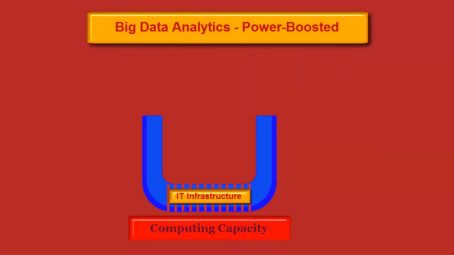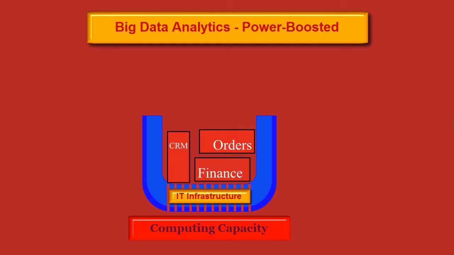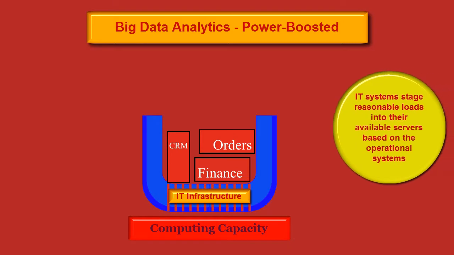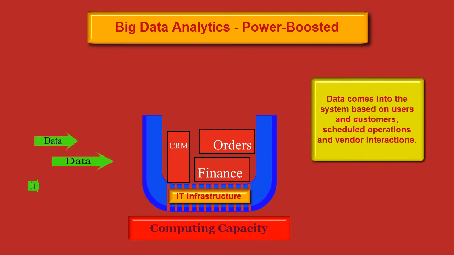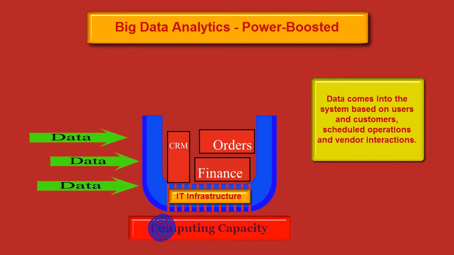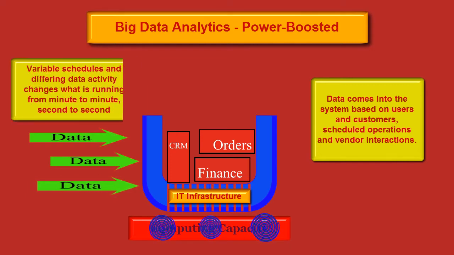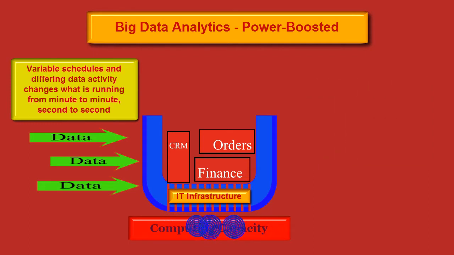In Big Data Analytics, you look at IT infrastructure and you're putting in your normal applications. The IT systems stage reasonable loads into their available servers, and it's based on the operational systems. Data comes into the system based on users, customers, scheduled operations, and vendor interactions. Varying schedules and differing data activities changes what is running from minute to minute, second to second.